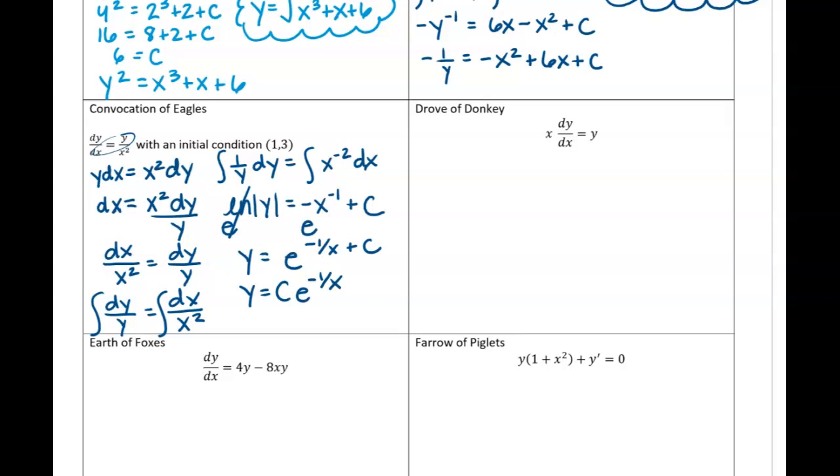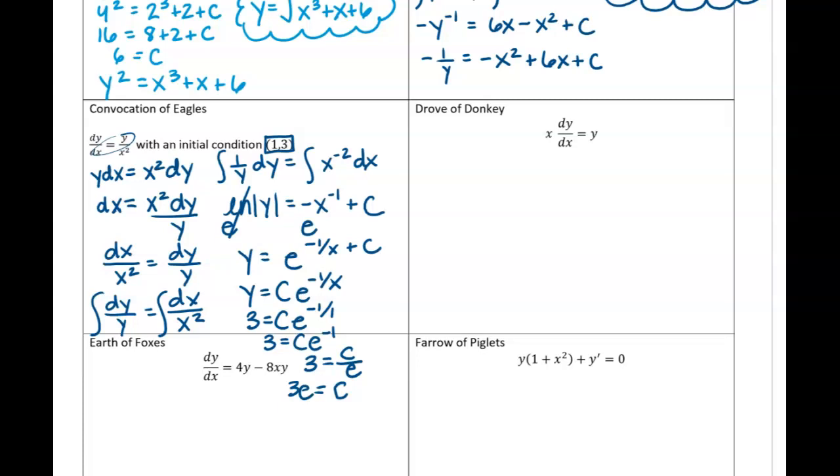And so now we're really close, but I'm going to put in my point, which is 1, 3. So then 3 equals c e to the negative 1 over 1. So 3 equals c e to the negative first power. E to the negative first is like 1 over e to the first. So 3 equals c over e, and c is 3e, which just sounds like some made up number, but we can do it.